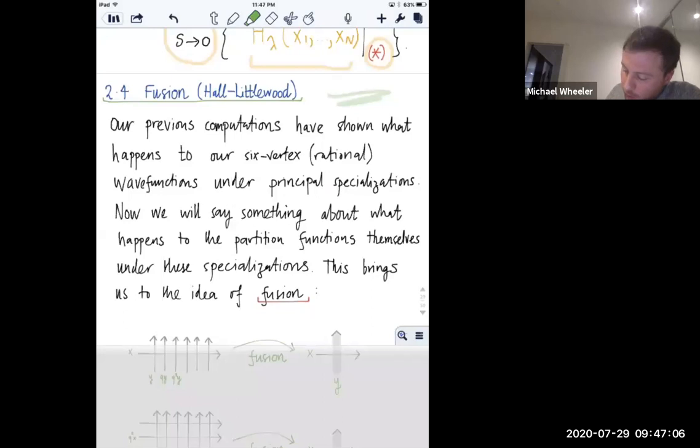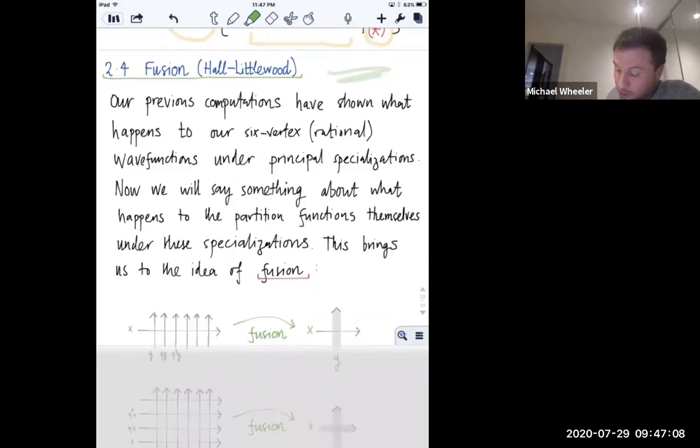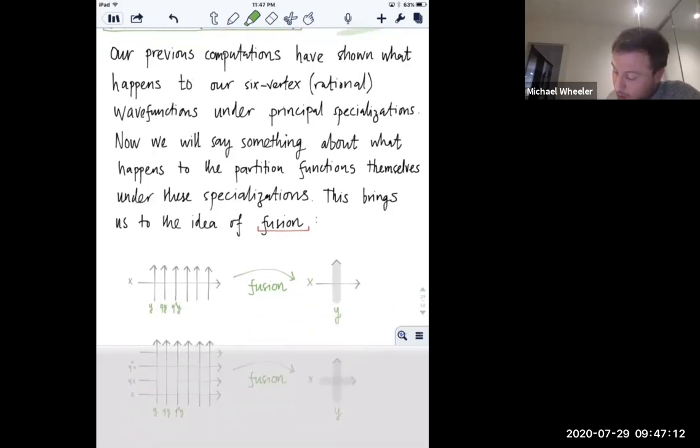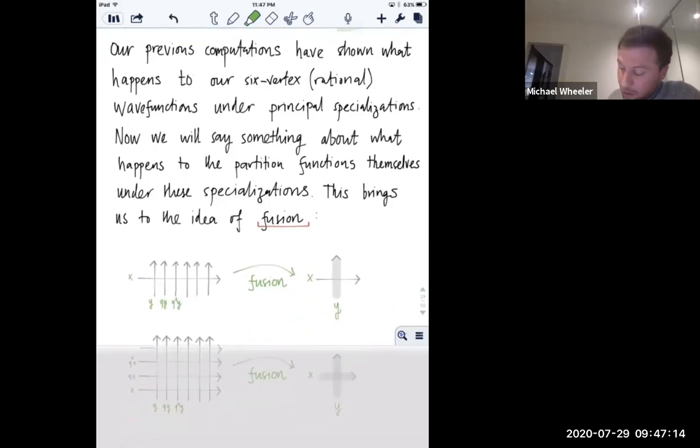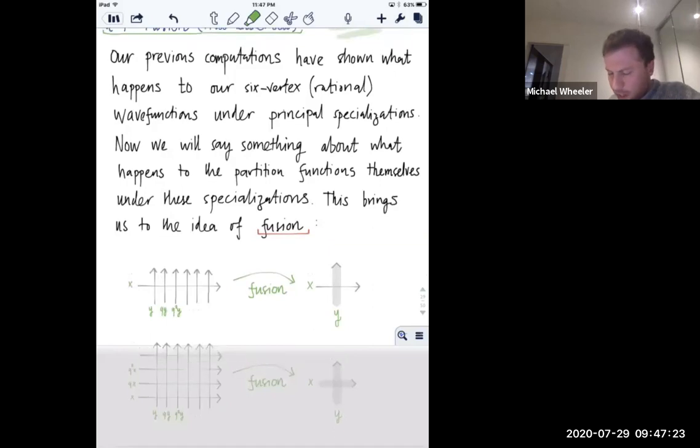Okay. So yeah, we're going to say something about the schematic idea of fusion, but I'm not going to really write down any formulas. So I hope that people who are interested can read up about these things. But basically, the idea is the following.